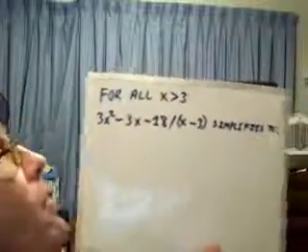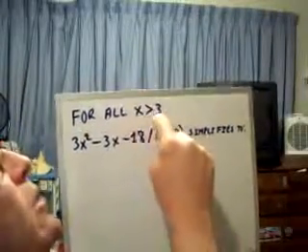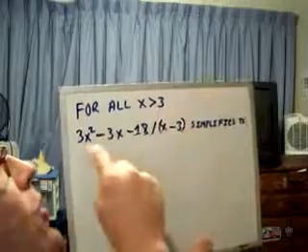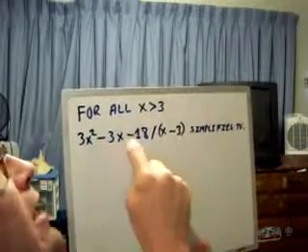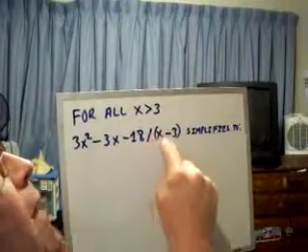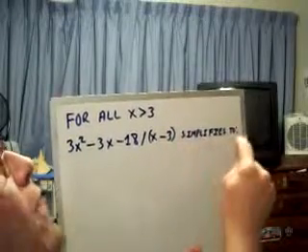And here's the problem. For all x greater than 3, (3x squared minus 3x minus 18) divided by (x minus 3) simplifies to what?